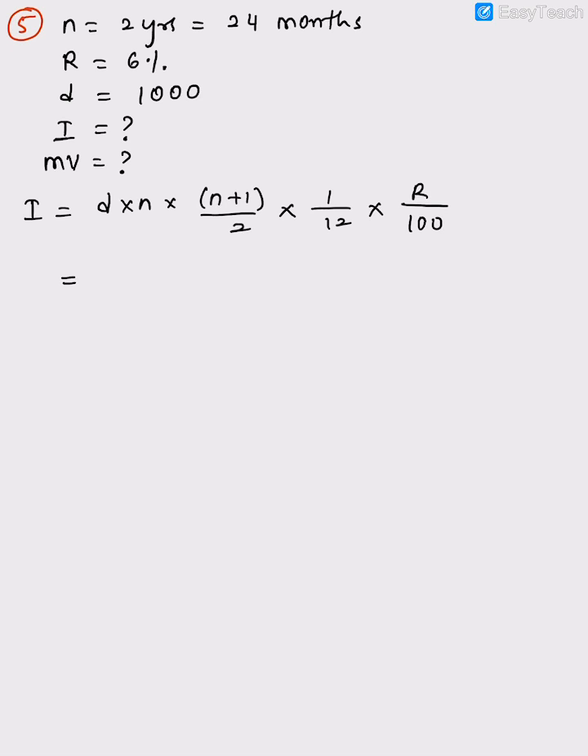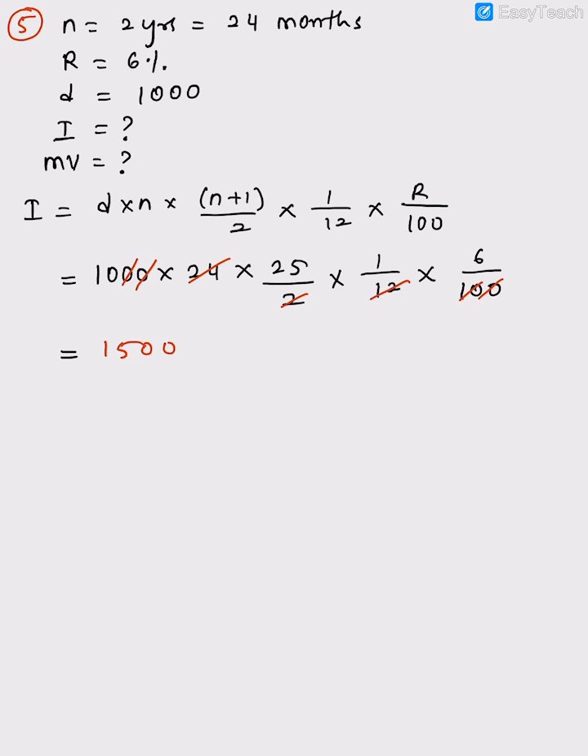Okay. Now what's the deposit? 1000 rupees. Number of months are 24, n plus 1, so 25, upon 2, into 1 by 12, into r by 100. But now out here, 12 twos are 24, so the 12 and 12 cancel. And what is 25 into 6? 150. And then there is one more zero. So your interest is rupees 1500.